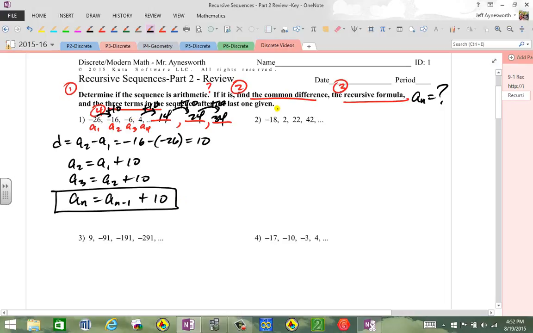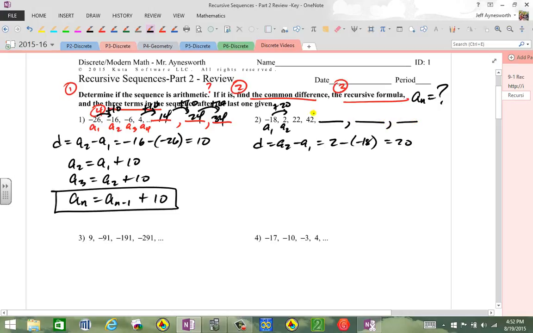So once again, if you can't do it in your head, no big deal. If it's hard to figure out what you add to negative 18 to get to 2, well, okay, then find it by subtraction. Take the second term, which is 2, subtract the first term. So 2 minus negative 18, all right, well, that's 20. So you add 20 each time.